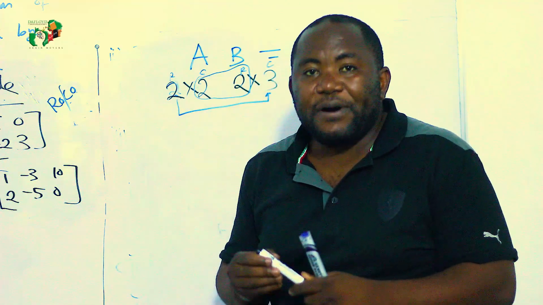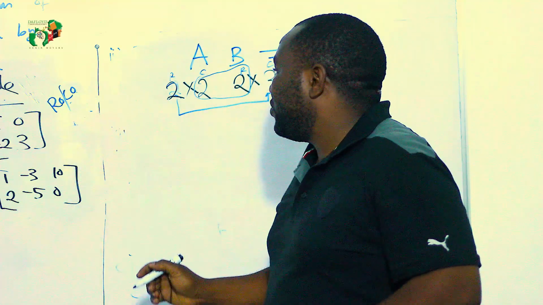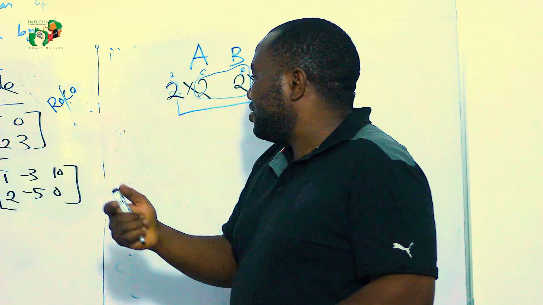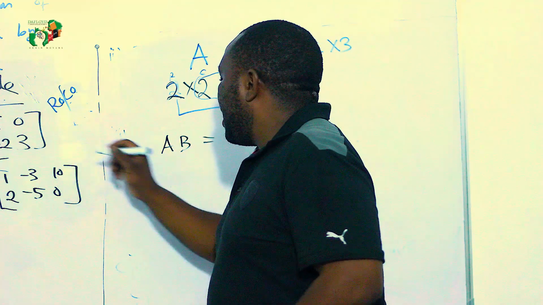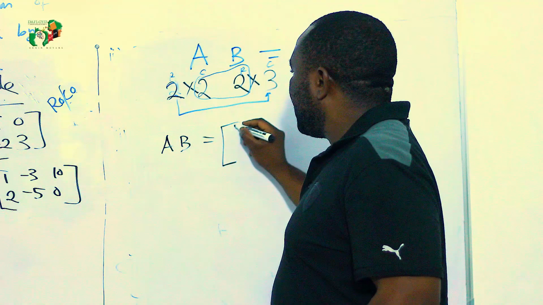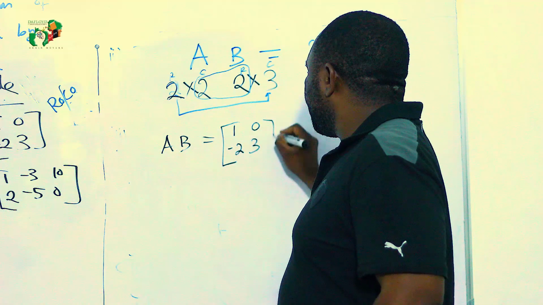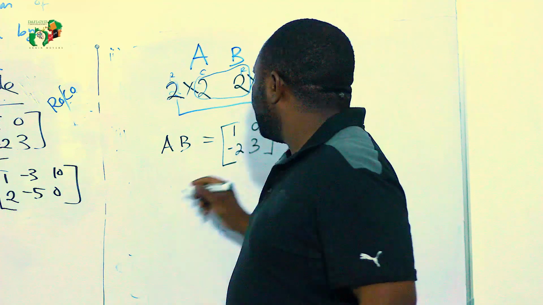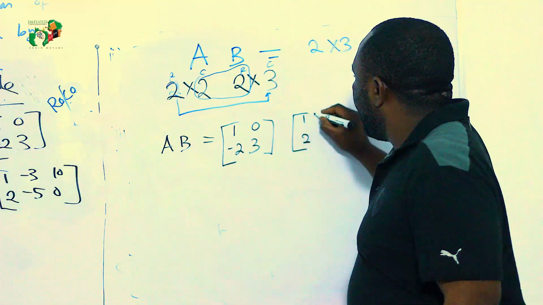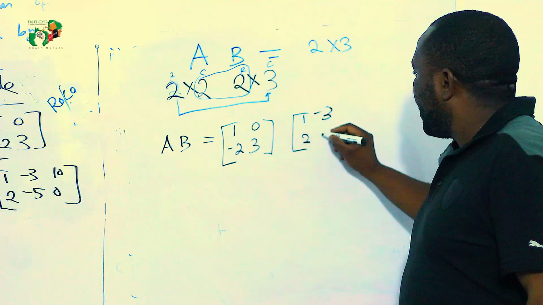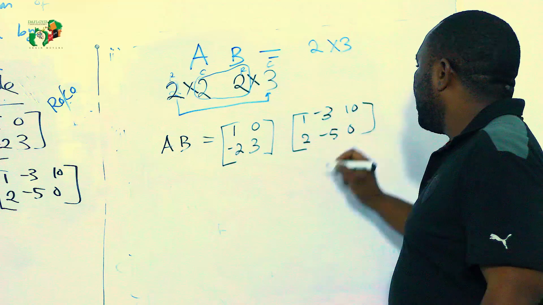We go to the second point. How do you multiply? We said each row has to go into a column. So we are going to pick our first matrix, which is our A. Since we want AB, we say our A is the same as 1, -2, 0, 3. And then our B is the same as 1, 2, -3, -5, 10, 0.